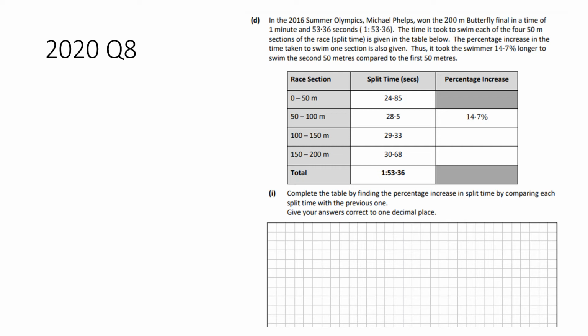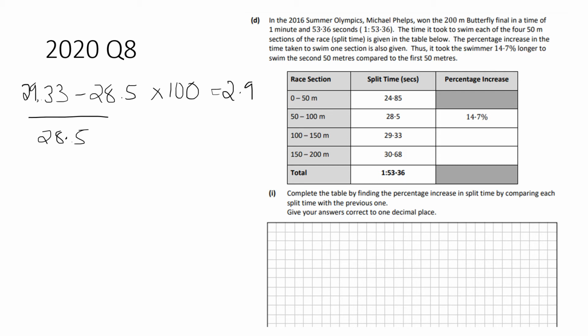So what we're trying to work out here are the missing gaps. For the first one, we need to find the difference between 29.33 and the previous time of 28.5, and then you always put that over the original time. The original time was 28.5, and then you multiply by 100, and that gives us 2.91%. Here they want the answer to 1 decimal place, so I'm going to say 2.9%.